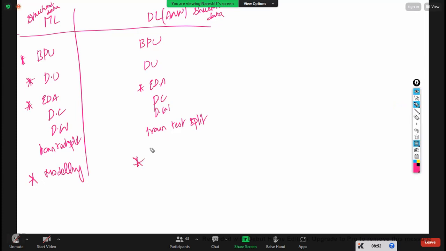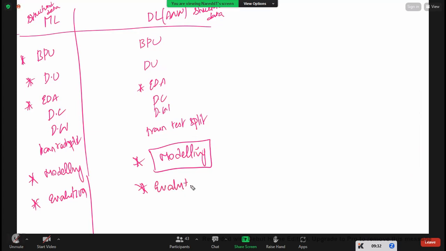Here, the modeling is slightly different. This is the main important part. The modeling will be different. And after that, you are going to do the evaluation. What is meant by evaluation? If it is a regression project, you are going to check with respect to RMSE or R square. If it is a classification project, you are going to see the accuracy, confusion matrix, classification report, precision, recall, F1 score. These are the evaluation metrics. Same to same, no difference in the evaluation. Same RMSE, same logic.